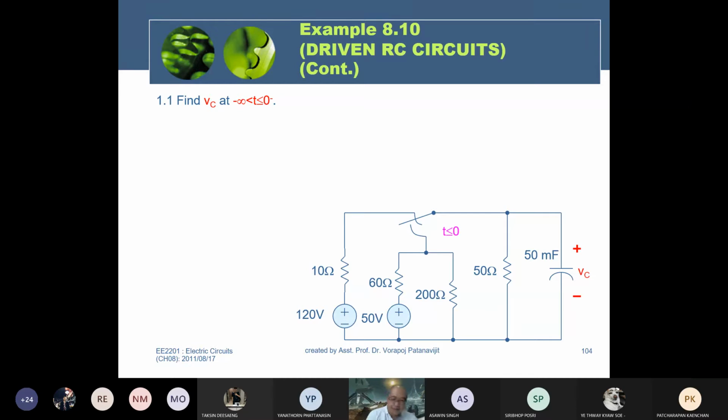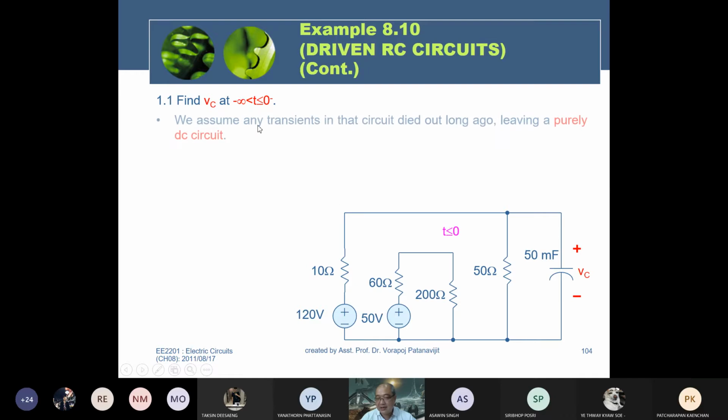For time less than 0, the switch is still pressed in this position. It has not moved yet, therefore it has no contact between the two. We redraw the circuit. The circuit in this part already runs by itself. The voltage source has no effect on the outside, and the current will flow in here.